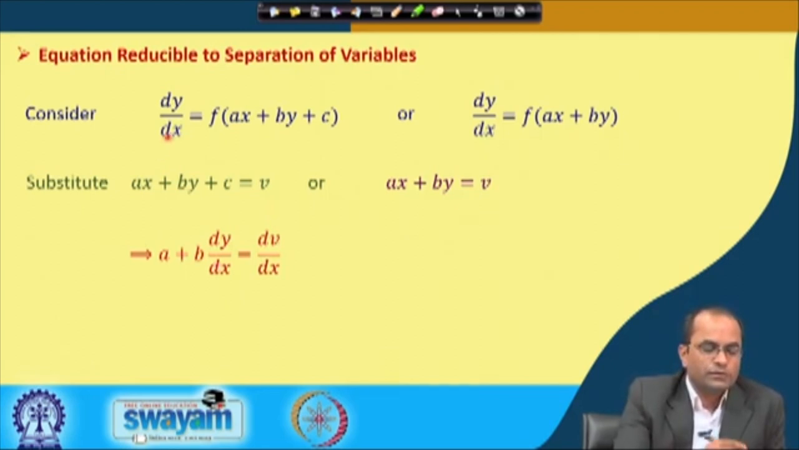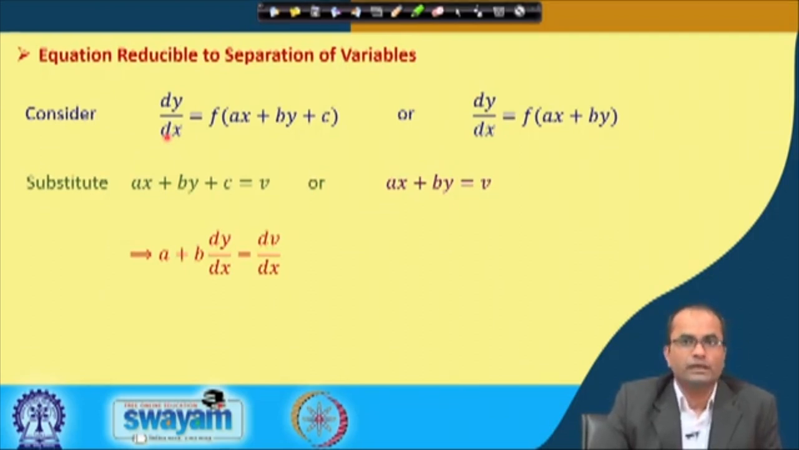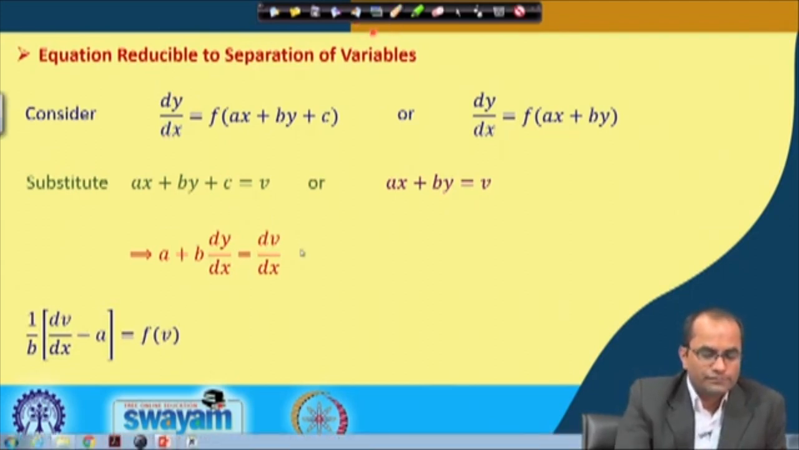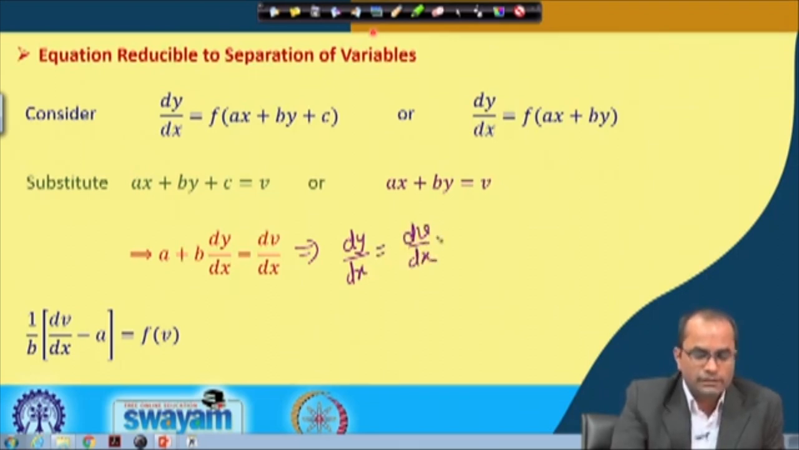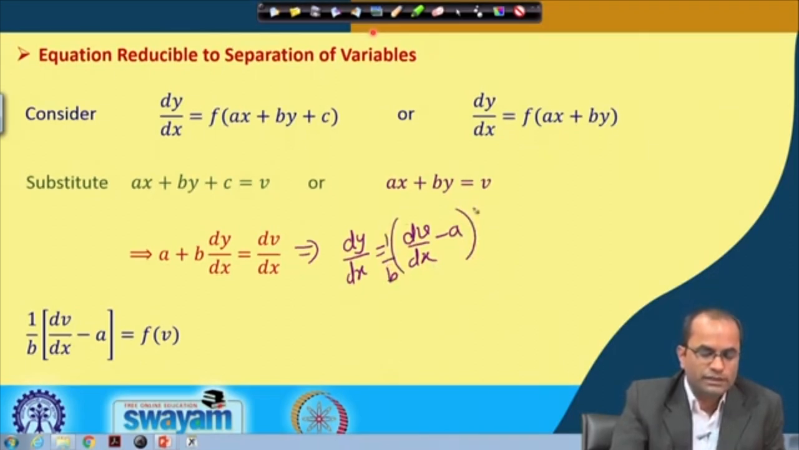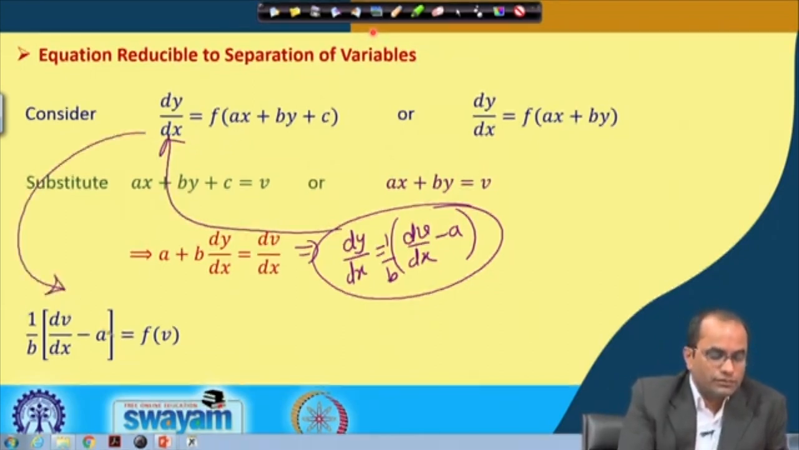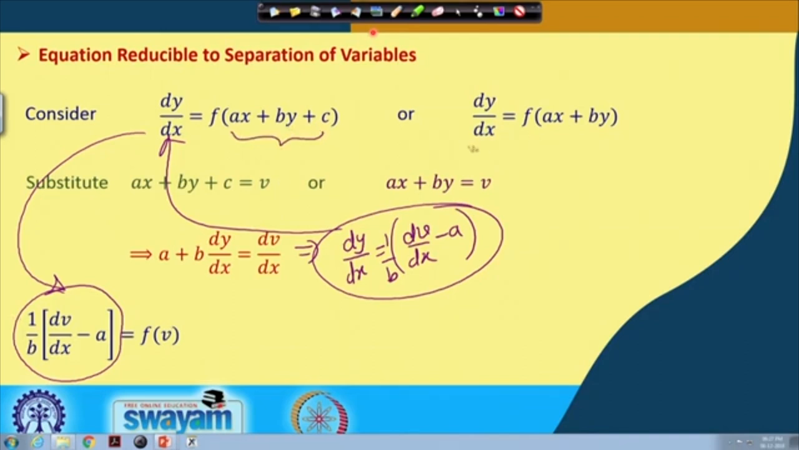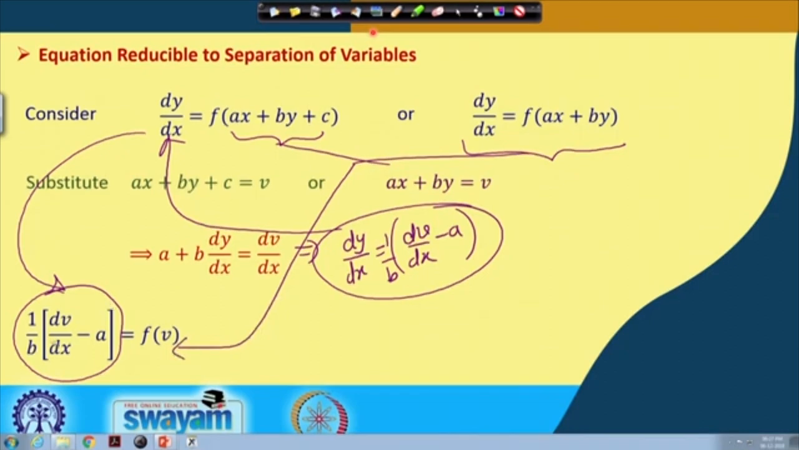Once we have this, we can substitute back into the equation so that we get the new differential equation in v. So v is now the dependent variable, like y was earlier. From here, dy over dx will be dv over dx minus a, and then we need to divide also by b. Substituting this for dy over dx in the equation, and with v substituted in f, we get from both of them exactly this equation: 1 over b times dv over dx minus a is equal to f of v.